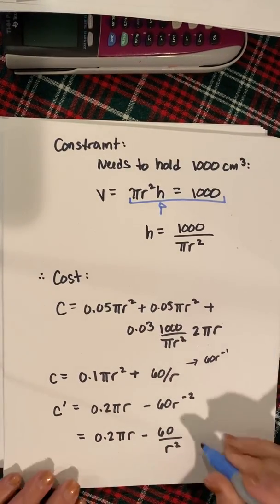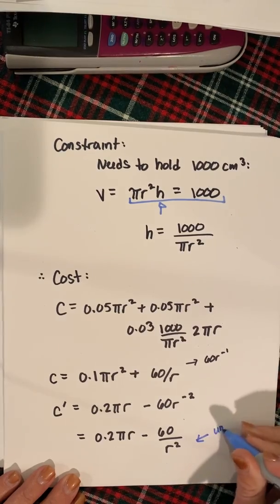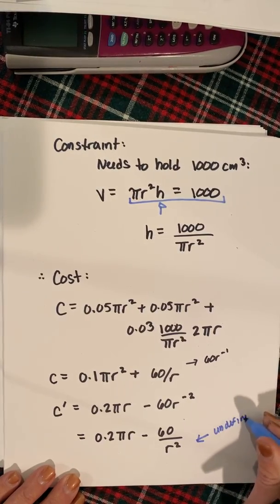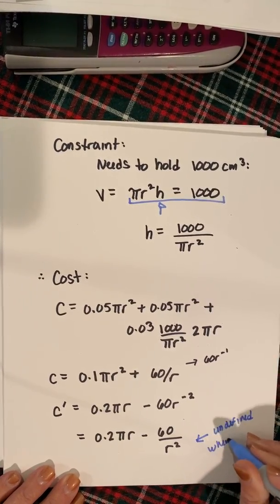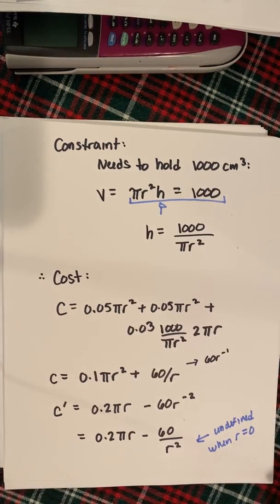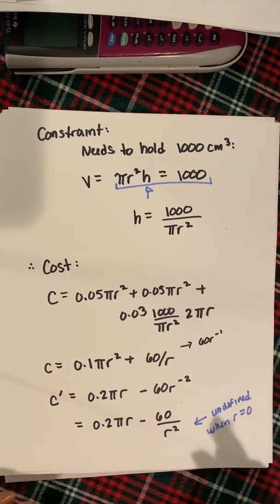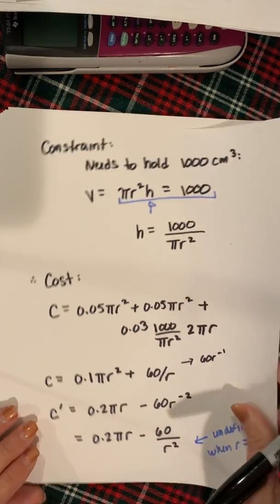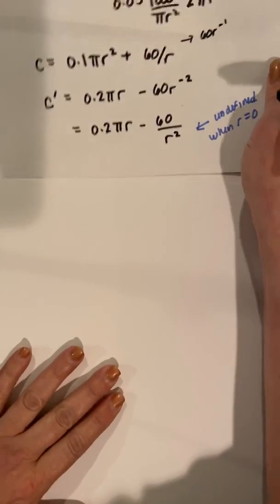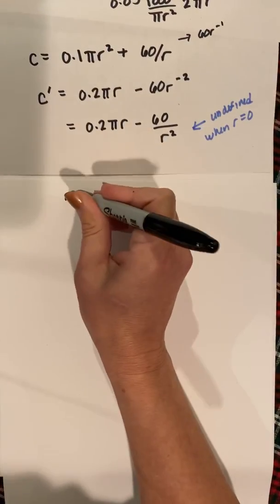So it's undefined when the radius equals 0. But that's nonsense in this case. We can't have a can with radius 0. So we're going to disregard that critical number, and we are just going to set it equal to 0. So let's set this equal to 0.